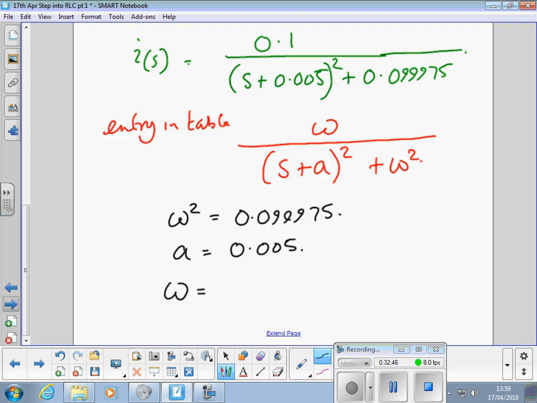Omega is equal to the square root of 0.099975. What does that come out as? Because we got 1 on top, didn't we, instead of omega, so we've got to deal with that.